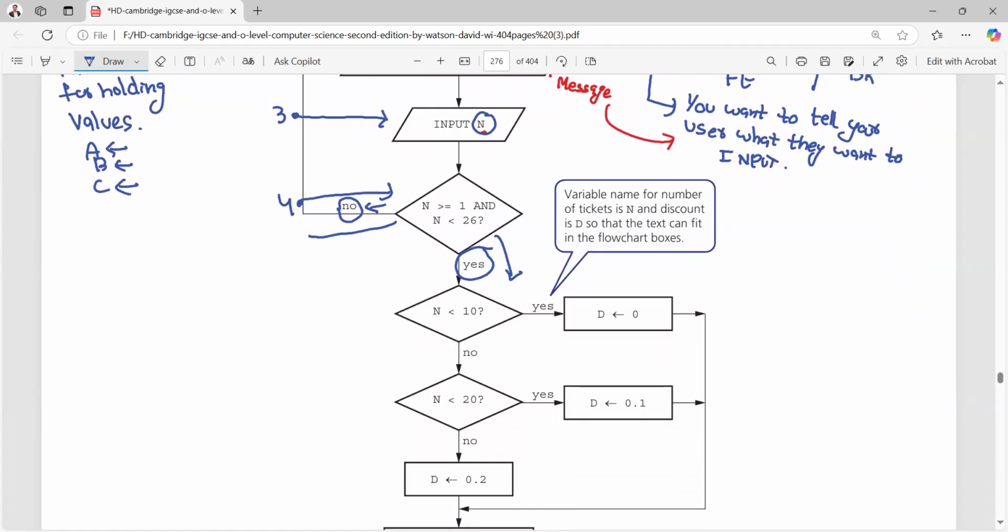So now you can see that the options are restricting. Now it will ask you: is your value less than 10? Do you know the reason? If the value is less than 10, then no discount.